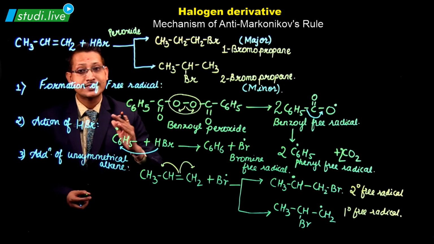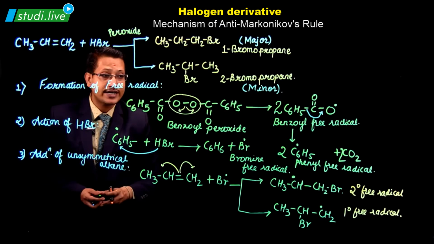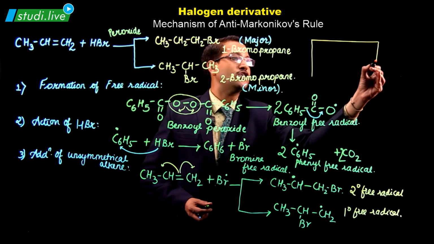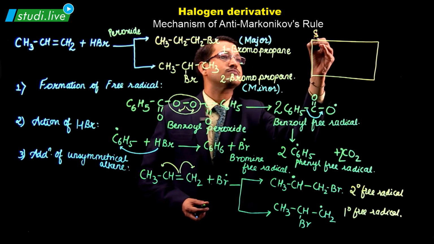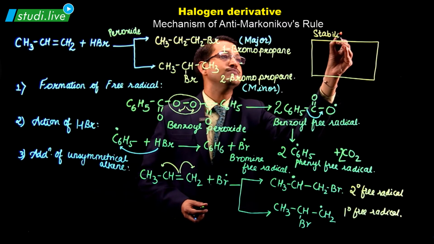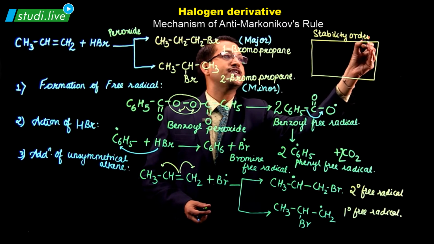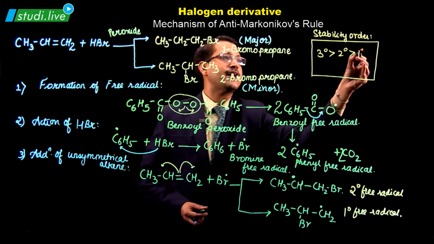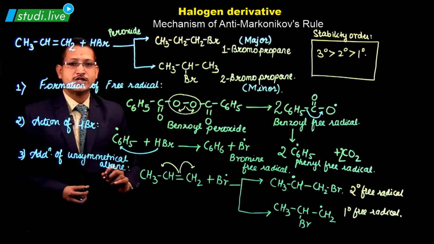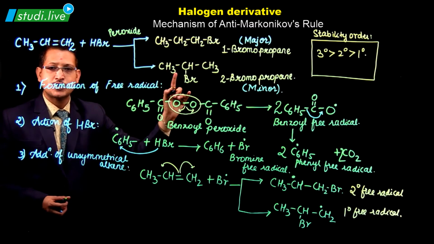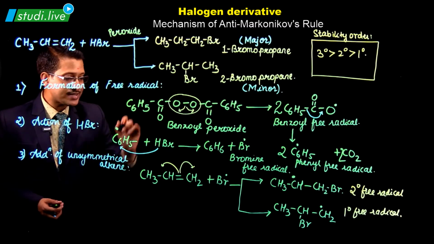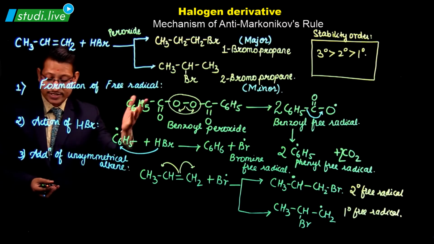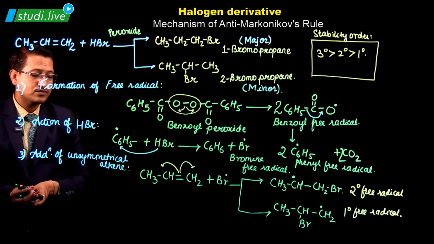Again, stability is the same as the previous one, that is carbocations. I'll just mention the stability order here in a box. The stability order for free radicals: 3 degree greater than 2 degree greater than 1 degree. So this is the stability order once again. Once this happens, the last step that has to take place is addition with HBr. Now it's the addition with the next HBr molecule, the fourth one.